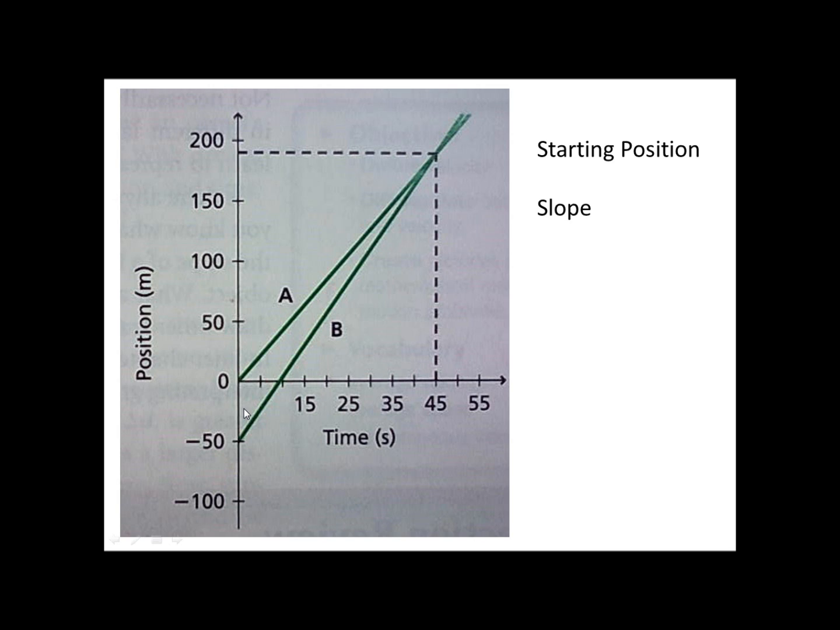Let's talk about the slope real briefly. We'll learn later that the slope of any position time graph is velocity, but what we need to pay attention to right now is that both of these slopes are positive. Whenever we see a positive slope, we take that to mean that the object is moving forward. If the slope is negative, that simply means that the object is moving backwards.